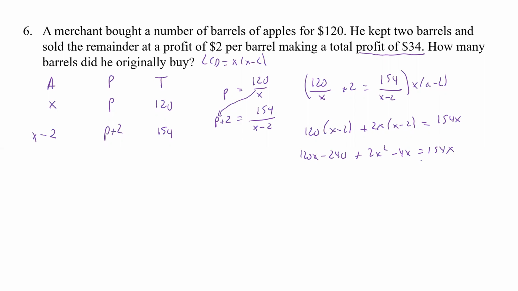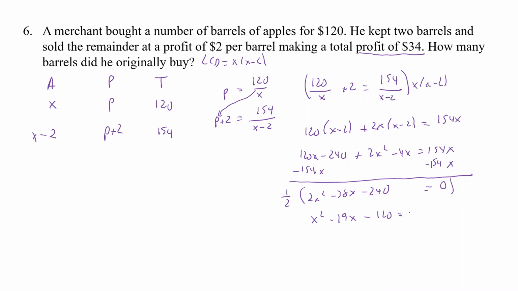Now 120 and 154 are different, so we do have to subtract 154x from both sides. And that way we can see that that's 0. And now we have a 2x squared. And then 120 minus 34 minus that, so it's minus 38x, and then minus 240. Now, each one of those is divisible by 2, so I'm going to take 1/2 times everything. So that's going to be x squared minus 19x minus 120 equals 0.